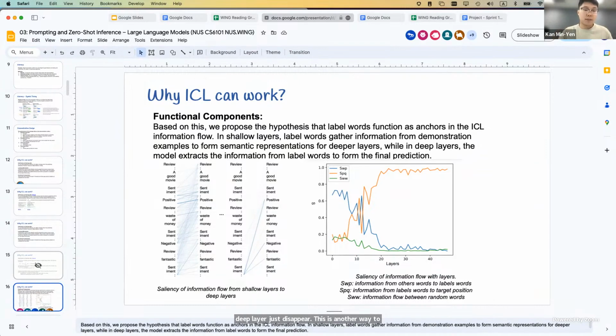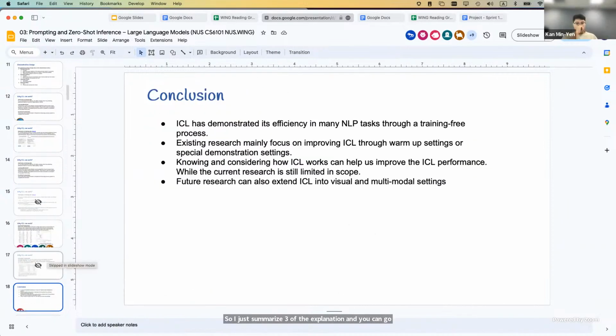So I just summarized three of the explanations, and you can go into detail if you want. As the conclusion, I think ICL has demonstrated its efficiency in many NLP tasks through a training-free process. The existing research mainly focuses on warm-up settings or special demonstration format settings. Understanding how ICL works will definitely help us understand these mechanisms. Future research can also extend ICL into different modalities, for example, visual and multi-modal settings. That concludes my presentation. Thank you.